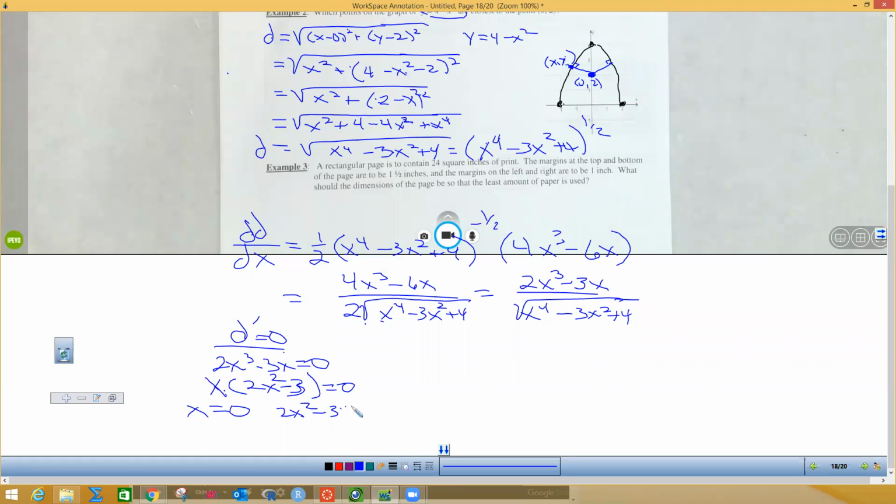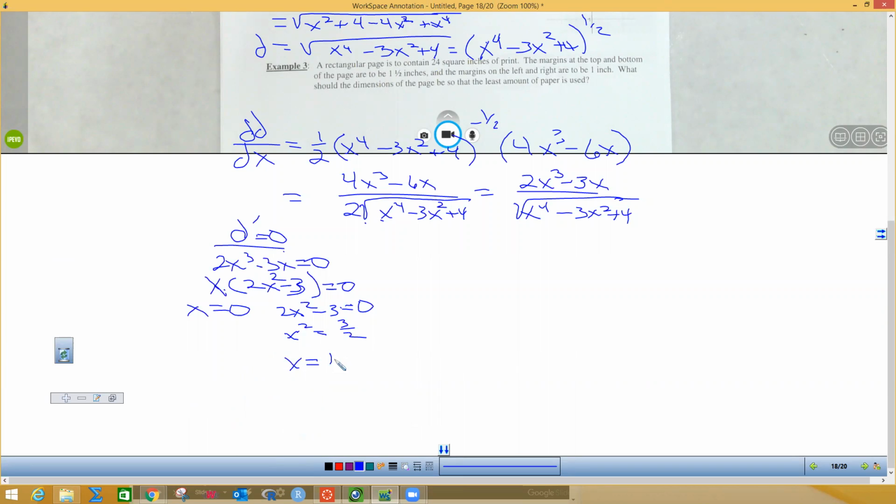X equals 0, sorry. And then I'm going to add 3 over and divide by 2, so I get x squared would equal 3/2. And then going on down, I square root that, I'm going to get x would equal a positive or negative square root of 3/2. Now, x equals 0 is another possible critical number, so I got to worry about that. So I'm going to do my number line for d prime. And I've got a negative radical 3 over 2 here. I've got a 0 here, and I got a positive radical 3 over 2 here. Okay?